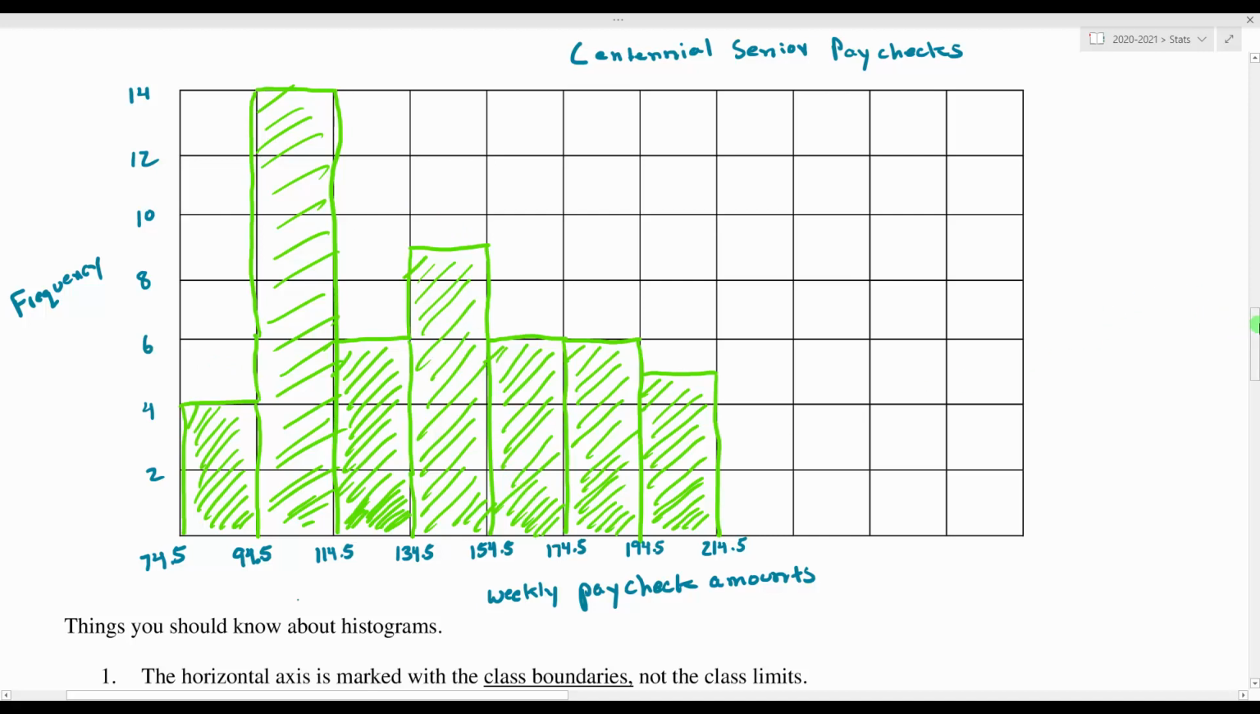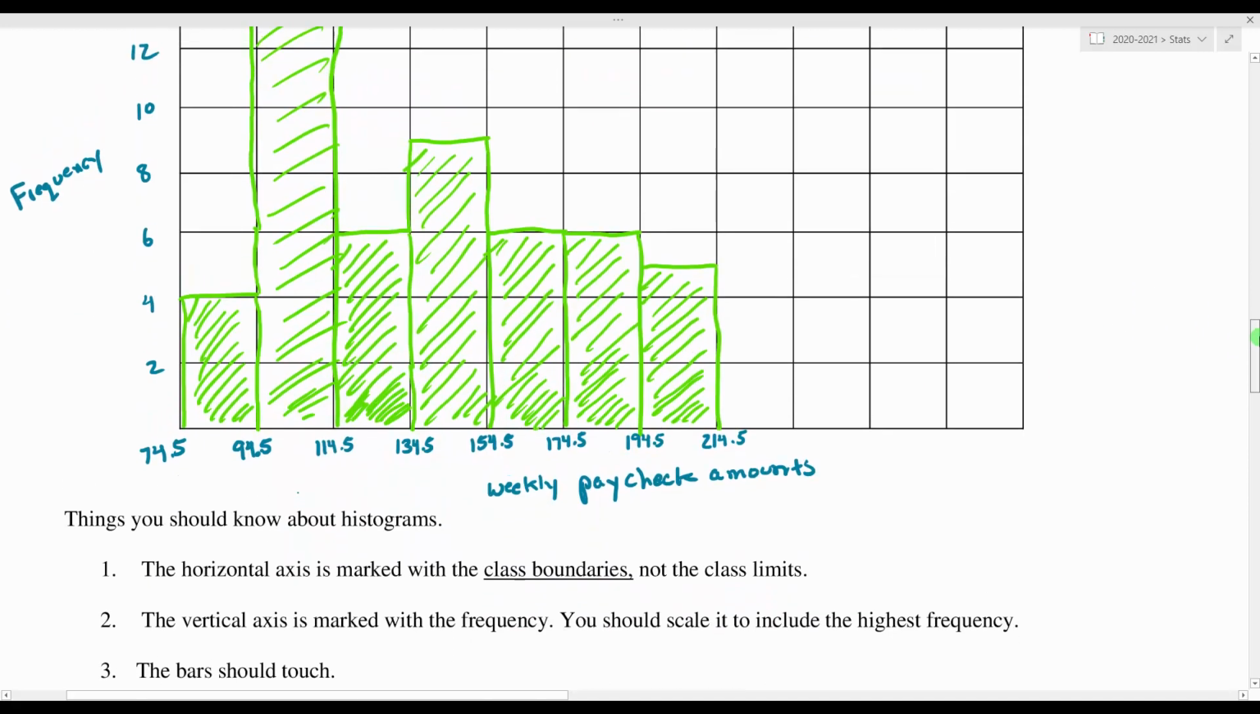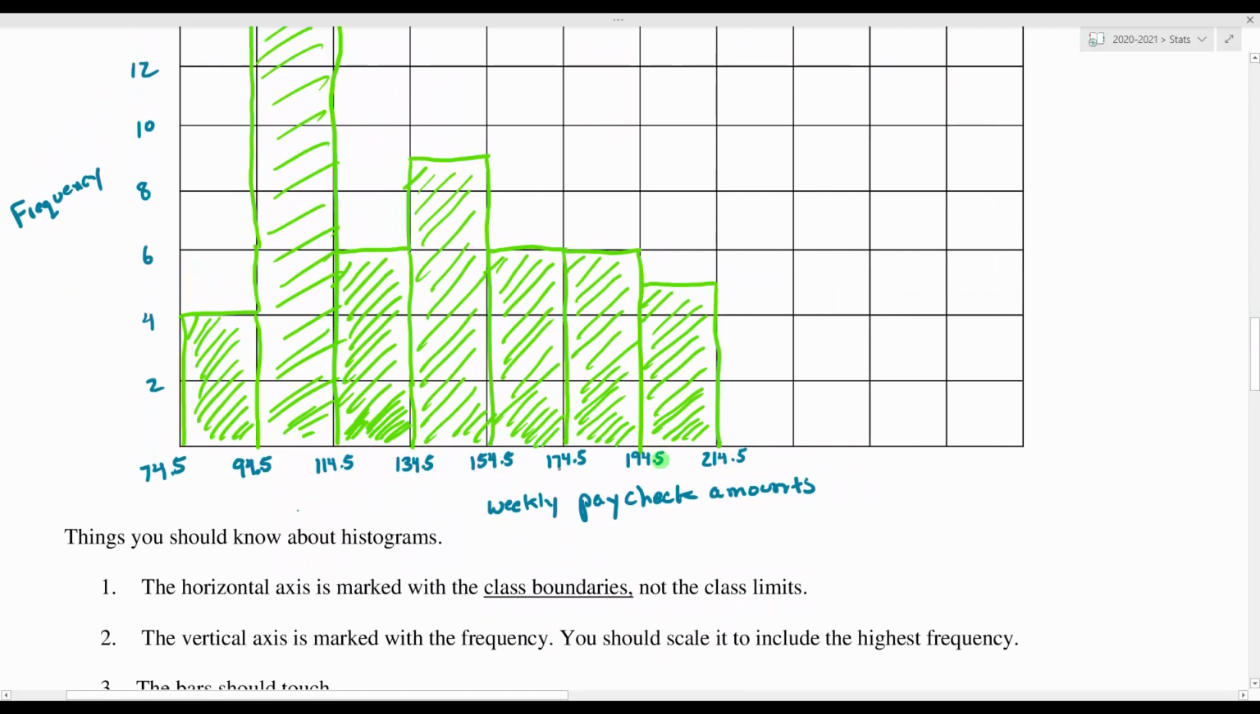And again, just reviewing some of the things that we should know about histograms. The horizontal axis is marked with class boundaries, all right, so not class limits. The vertical axis is marked with the frequency. The bars should touch. There should be no gaps in between the bars. That's one of the big differences between a histogram and a bar graph, right? Bar graphs are totally different and typically deal with qualitative data, whereas histograms deal with quantitative data, all right? So the bars are going to touch on the histograms, all right?